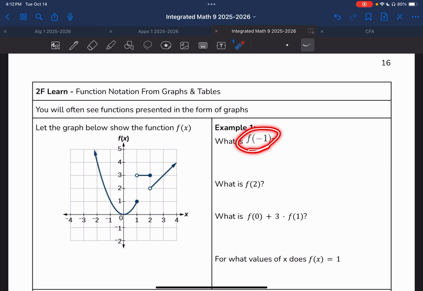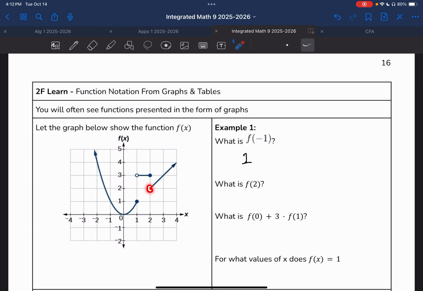So when I think about what is f of -1, well, that's saying when x is -1, what's the value of the function? You can see that it's 1, right? When x is -1, y is 1. What is f of 2? Well, when x is 2, what is y? And here we have a piecewise function.